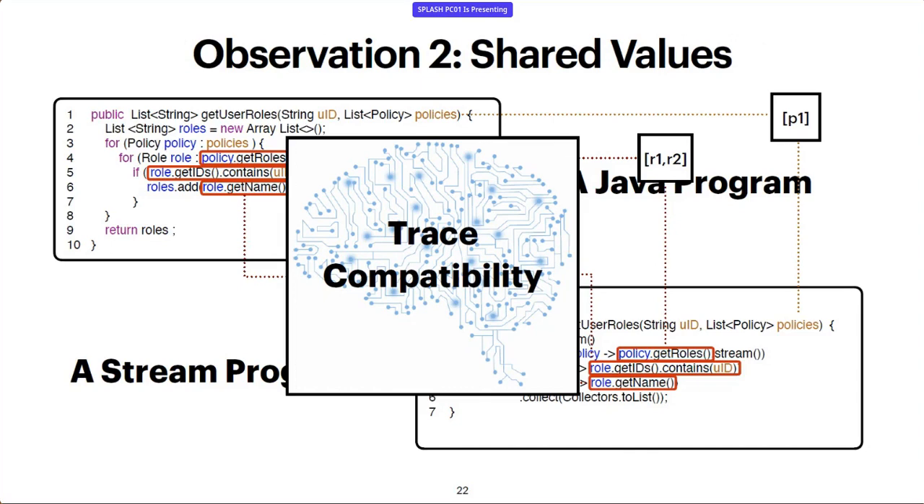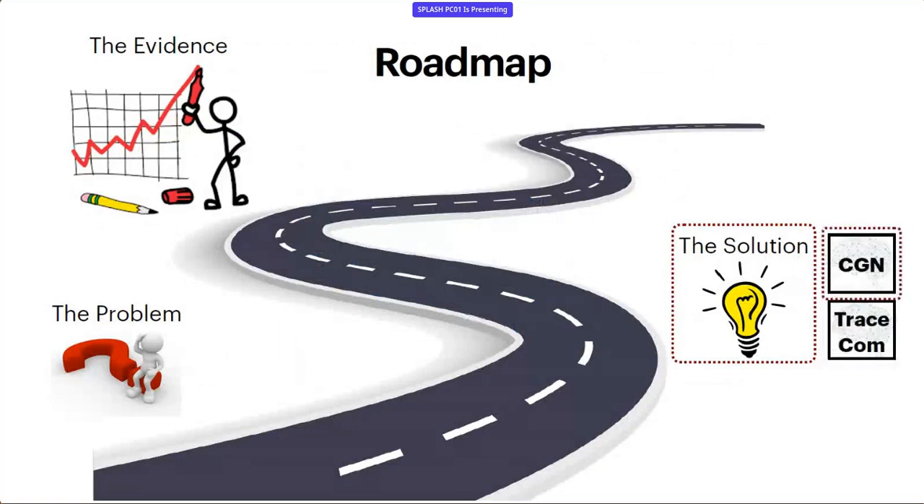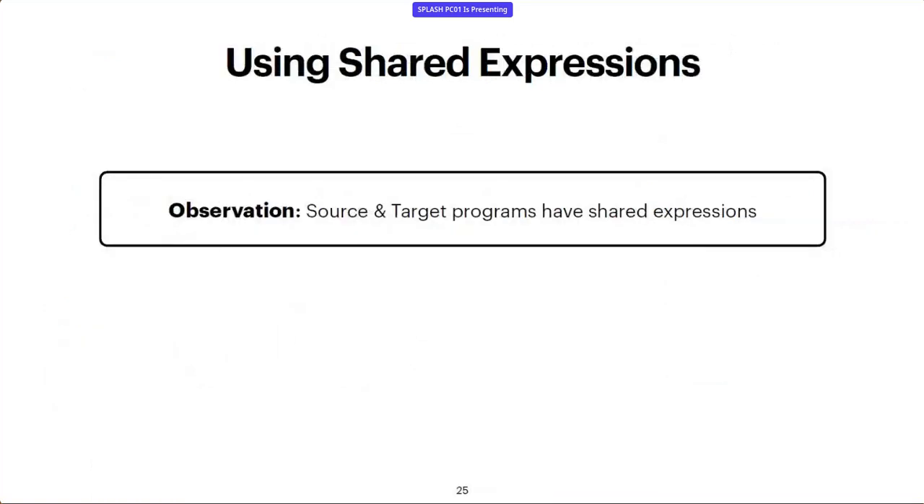So in the next portion of the talk, I'm going to double-click on these two key innovations that we have and explain how we exploit these observations to have an efficient synthesis procedure. First, I'm going to start by discussing our cognate grammar network, which takes advantage of our first observation.